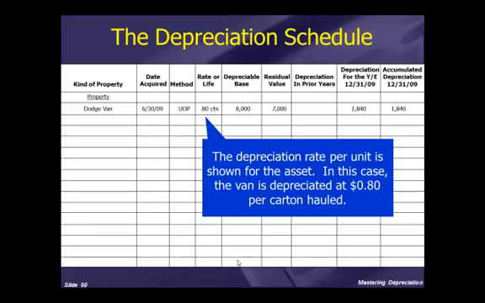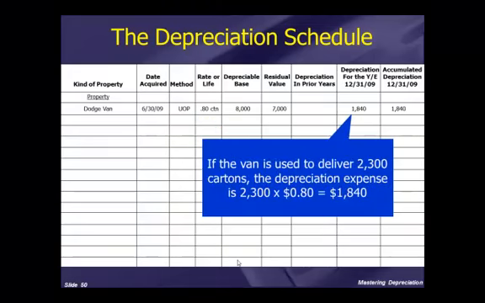So this one's not even based on miles driven. The delivery van may not have much mileage, but it's hauling cartons, and so it was deemed in this case that that would be a better measure of the depreciation cost. So that's 7,000 times 80 cents per carton, and we'd have to know how many cartons. They're saying here that if the van is used to deliver 2,300 cartons, then we would take 2,300 times 80 cents, and that's where the 1,840 comes from.